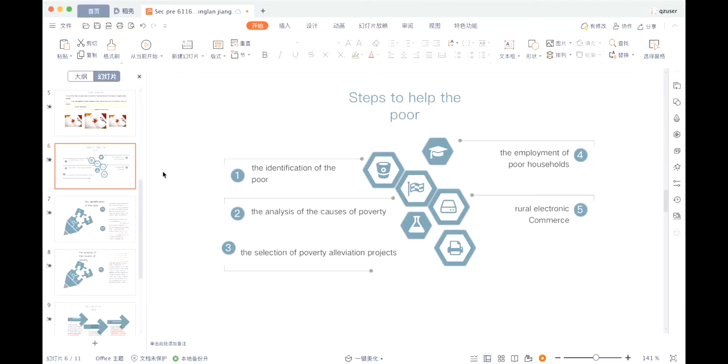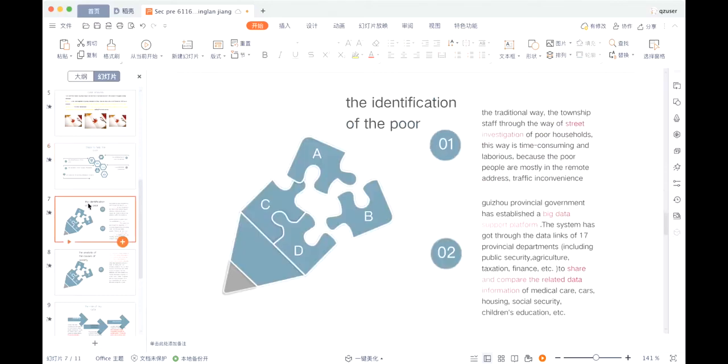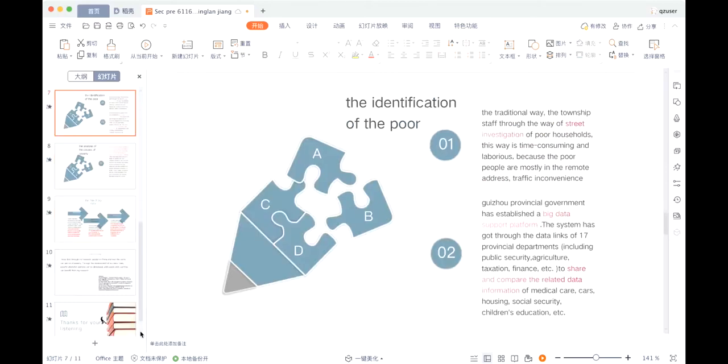Four, the employment of poor households. Five, electronic commerce. Next, I will introduce you one by one. The identification of the poor people. The traditional way, the township staff go through street investigation of poor households. This way is time consuming and laborious, because the poor people are mostly in remote addresses with inconvenient traffic.